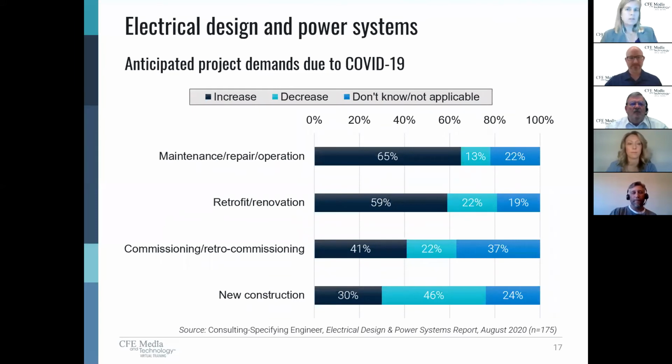Yes, and as you just mentioned, Jeremy, we're noticing project demands changing based on COVID-19. So maintenance, repair, and operation, no surprise, that rose to the top. New construction fell to the bottom. The pandemic has changed the way electrical engineers and their projects have been proceeding. So I think this is kind of an interesting take on what's going on right now.